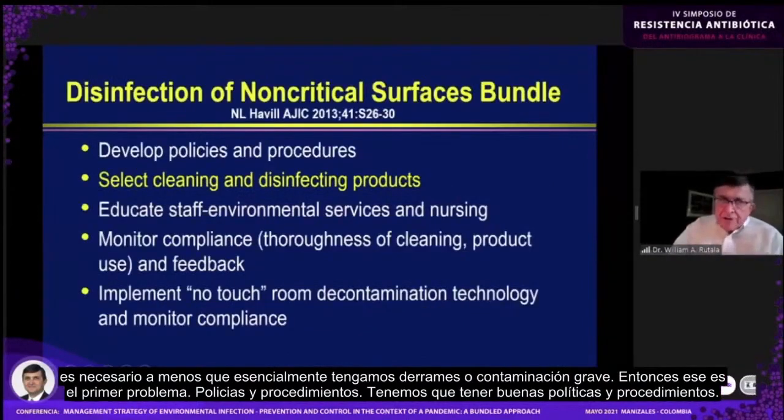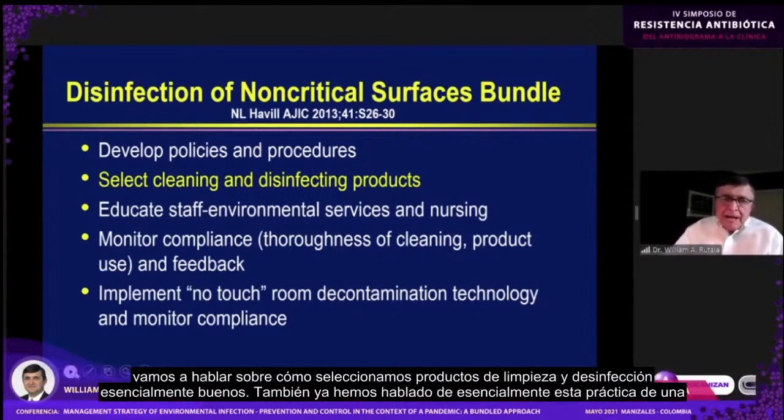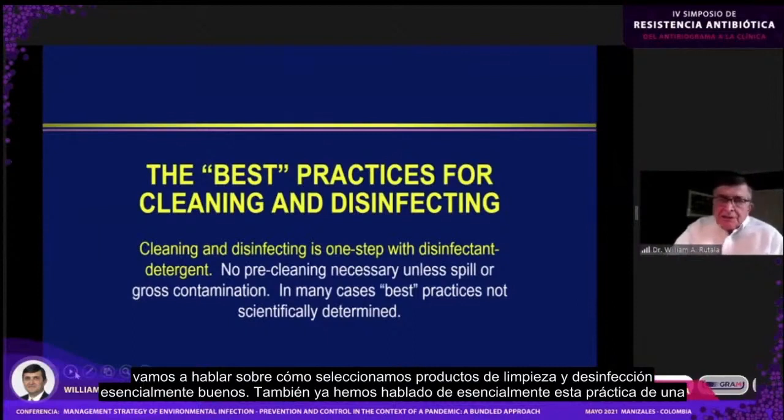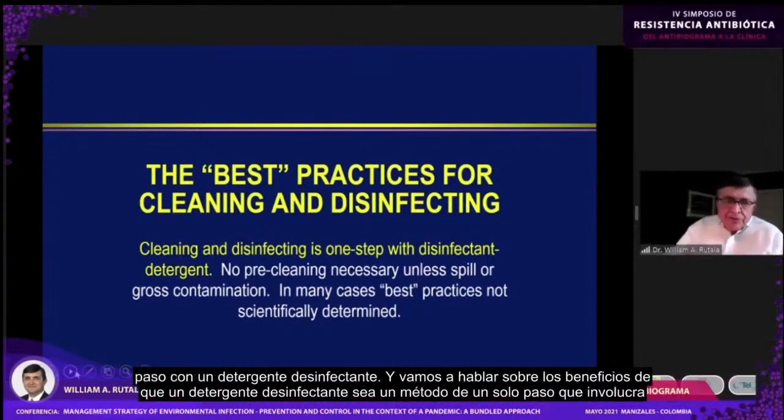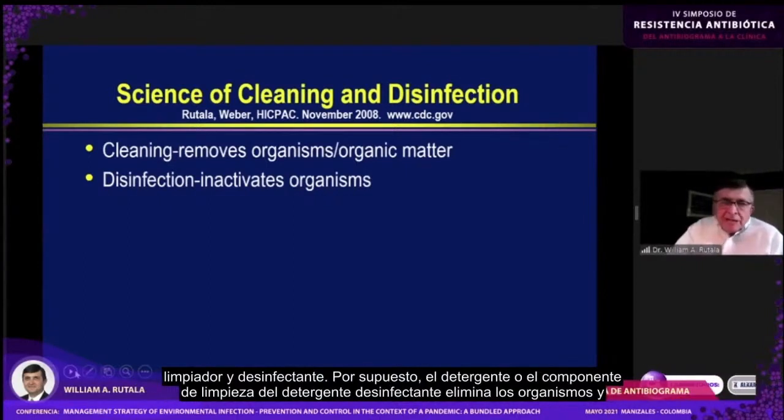So that's the first issue, policies and procedures. We have to have good policies and procedures, and our policies and procedures should follow essentially evidence-based guidelines, and that's what we've done. Now, the second point is cleaning and disinfecting products. We're going to talk about how we select good cleaning and disinfecting products. We've also already talked about this practice of one step with a disinfectant detergent. And we're going to talk about the benefits of a disinfectant detergent being a one-step method involving a cleaner and involving a disinfectant.